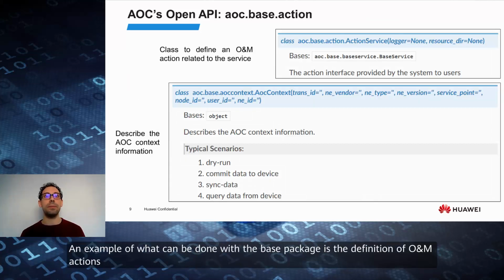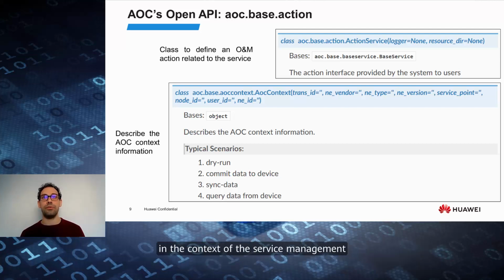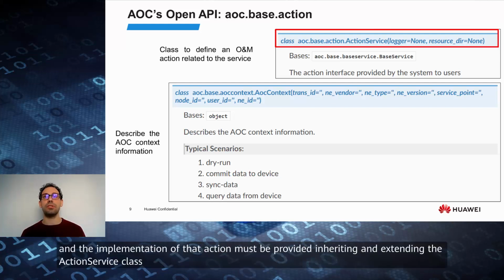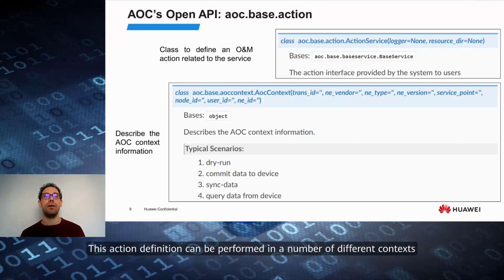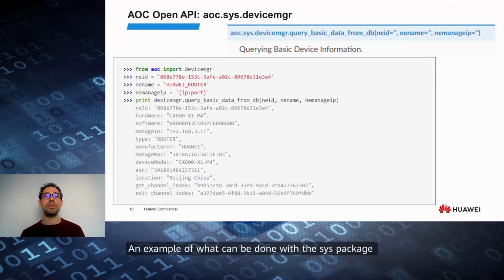An example of what can be done with the base package is the definition of O&M actions in the context of the service management. An action can be defined in the Yang model of the service, and the implementation of that action must be provided inheriting and extending the action service class. This action definition can be performed in a number of different contexts, such as dry run, commit, data synchronization, and device data query.